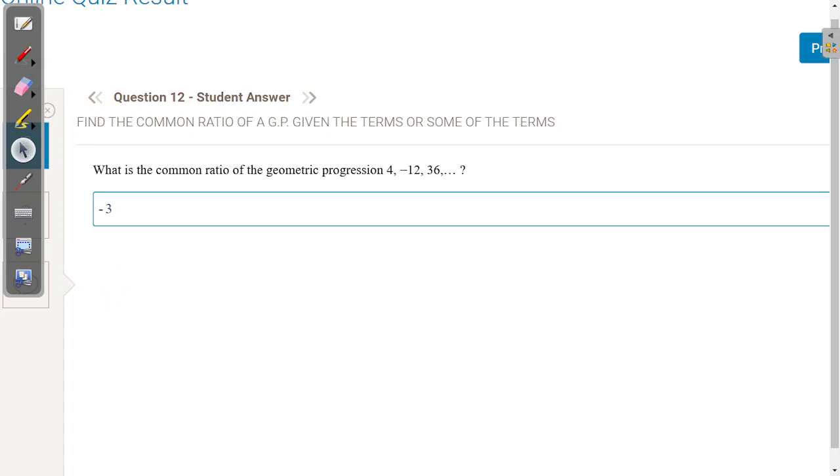What's the common ratio of the geometric progression? 4, negative 12, 36. So you do negative 12 divided by 4, which is negative 3.